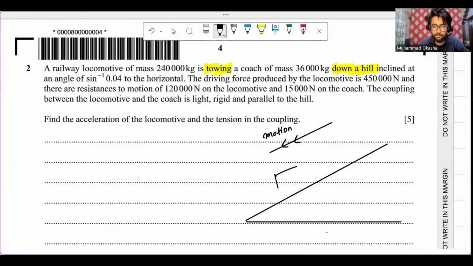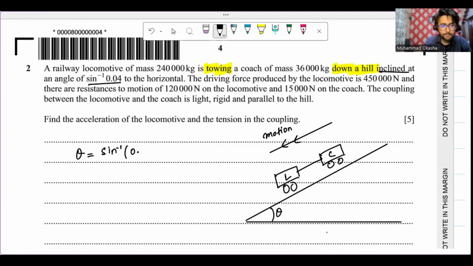So let's draw. I'm going to represent the locomotive by L. That's a railway locomotive, and that is attached to a coach. That's a coach. And then moving down a hill. The hill is inclined at an angle of sine 0.04. So we know how to work with this. The theta, which is really the angle, is sine inverse 0.04. You can move sine over to the other side, so that is going to be sine theta equals 0.04. Cool?